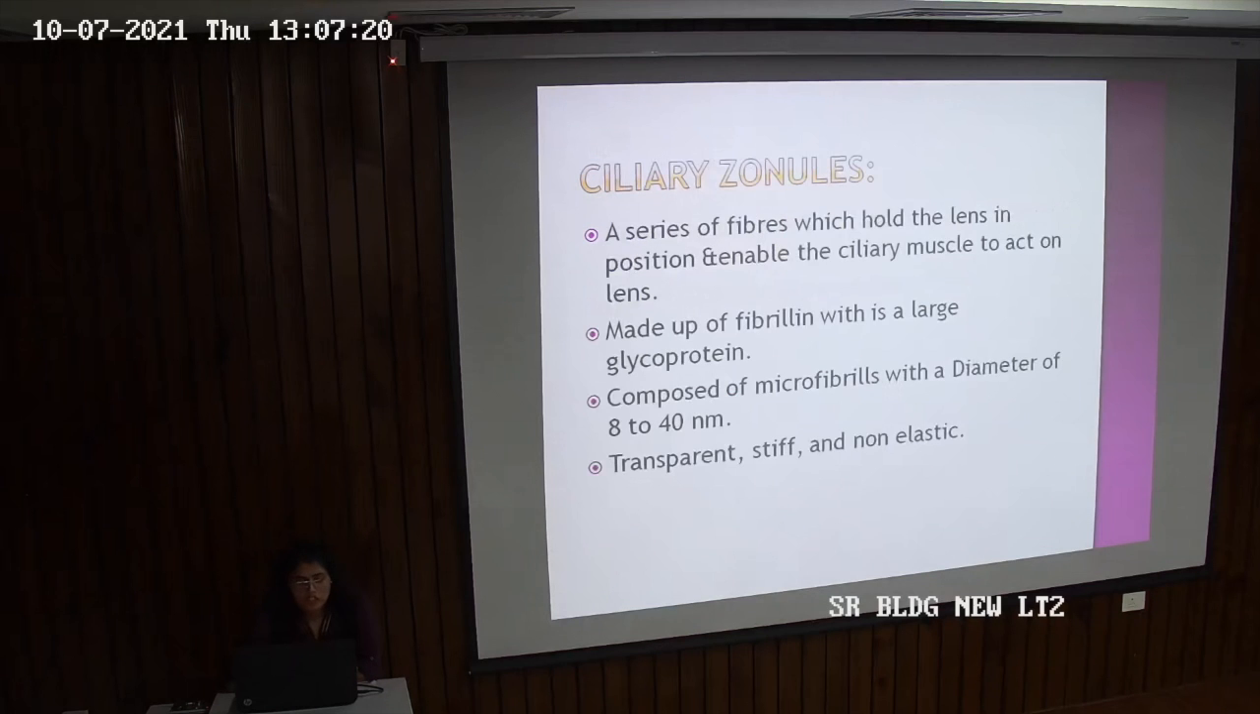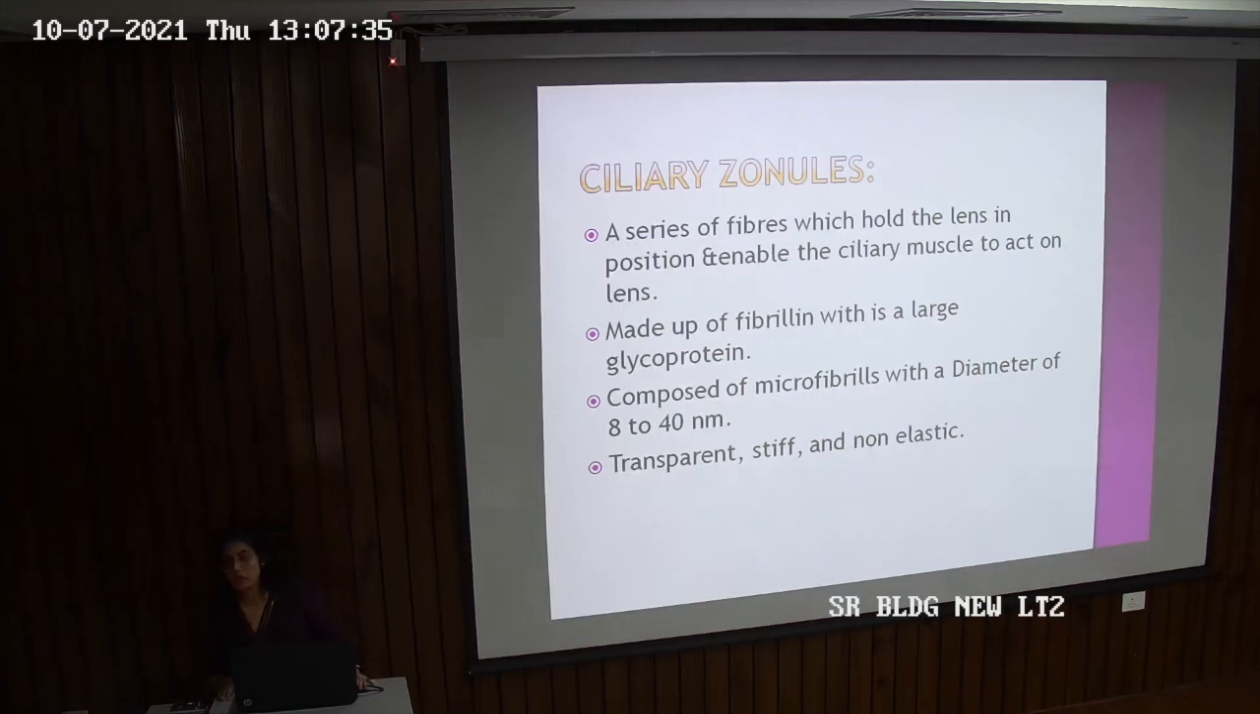Okay, now ciliary zonules, again important. A series of fibers which hold the lens in position and enable the ciliary muscles to act on the lens. Made up of fibrillin with a larger glycoprotein. I'm sorry, I have one more important thing for you to know here.